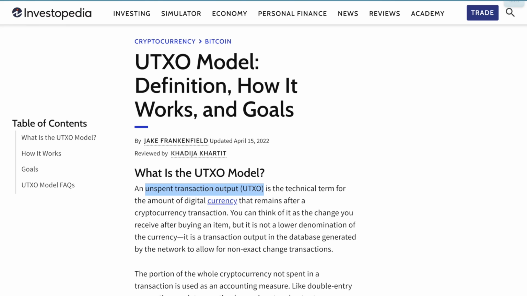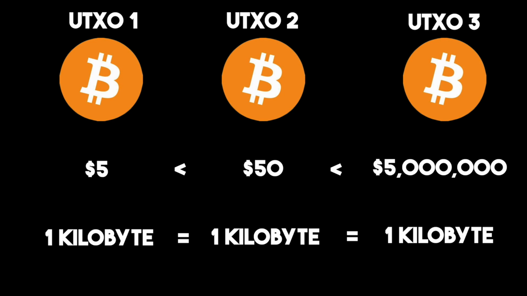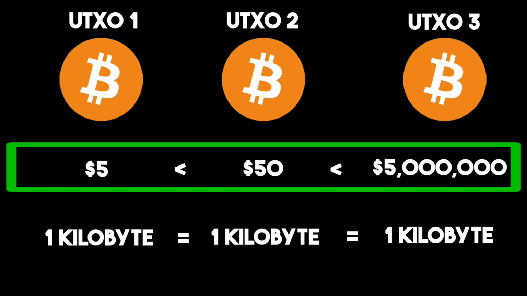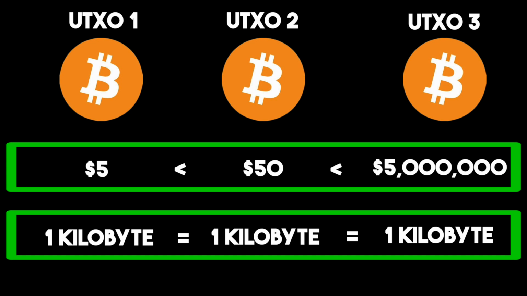UTXO stands for unspent transaction output, and it's basically the smallest package that Bitcoin can come in. You can kind of think of it as every time you withdraw from a service like Coinbase, you're creating a new UTXO. And that UTXO can contain $5 or $50 or $5 million. And it's carrying that amount of money in the same size of information.